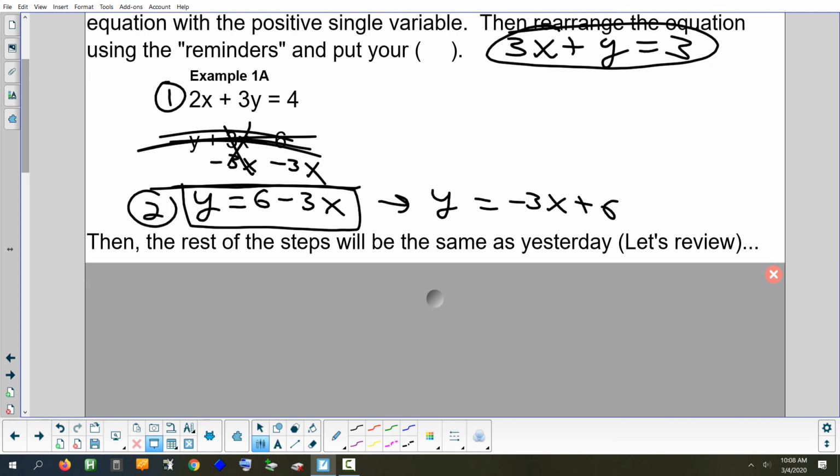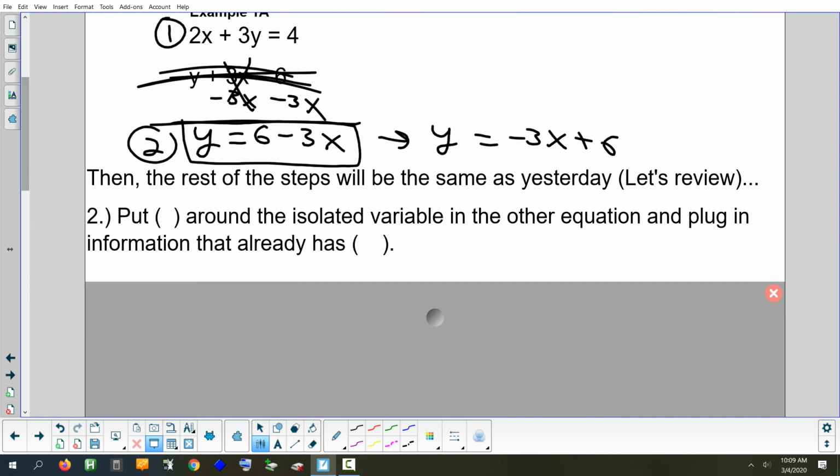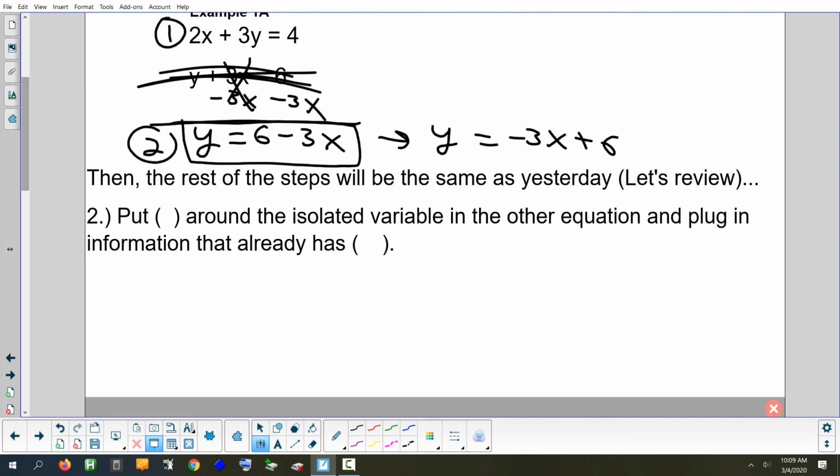The rest of the steps are exactly the same as yesterday. So now we're just going to review what they are. You already have them, but I wrote room for you to write them a second time. That way, if you wanted to use this as your reference sheet, this covers the most complicated case you can have. Yesterday's guided notes don't, but this one does. So this one covers everything. Okay, step 2. Put parentheses around the group of stuff, and then you're going to put parentheses around the single letter. Just like we did yesterday.